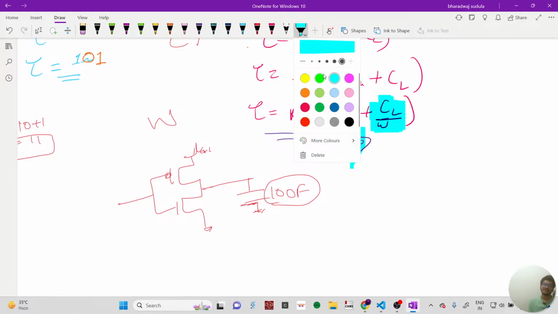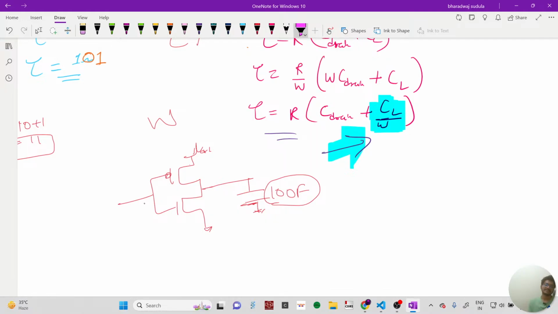But the only thing is this gate cap is also increasing now. If you can see carefully, this gate capacitance offered by PMOS and NMOS for a minimalistic inverter is 3C. If I size this by W, this will become 3WC. What's there in it?